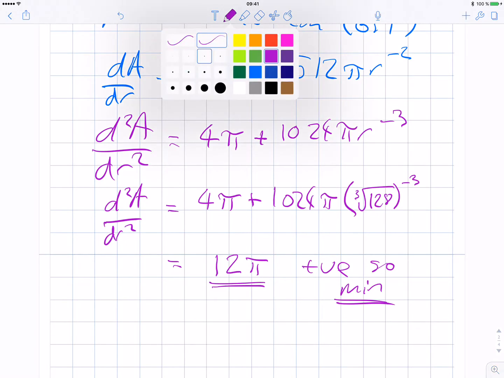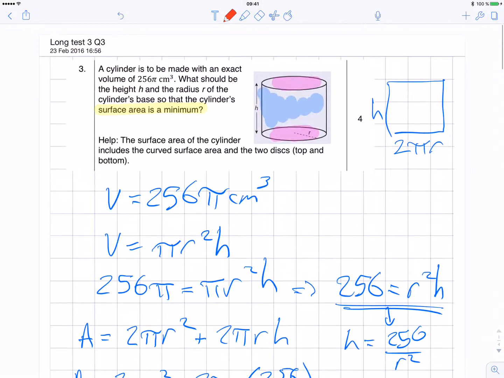And how many points was that worth? That question was worth 4 points.